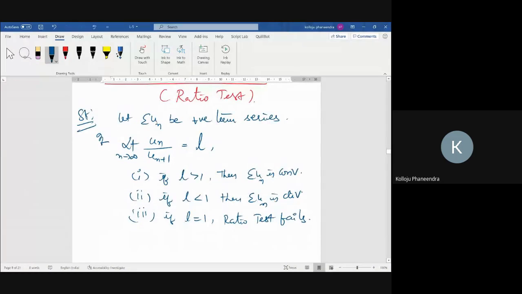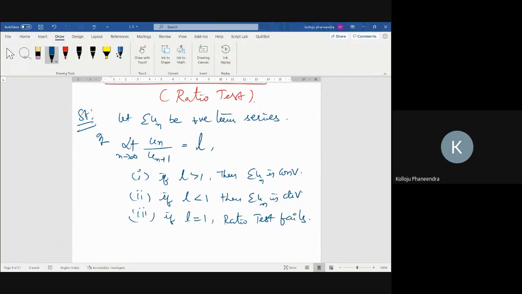See the statement once again. Un must be a positive term series, and there is no condition of decreasing or anything like that. Just a positive term series, and the limit as n tends to infinity of the ratio of the nth term and n plus 1th term, un by un plus 1, is L. If this limit value L is greater than 1, it converges; less than 1, it diverges; equal to 1, the ratio test fails. When the ratio test fails, what is the next situation? There are so many other methods to apply to solve the given series.